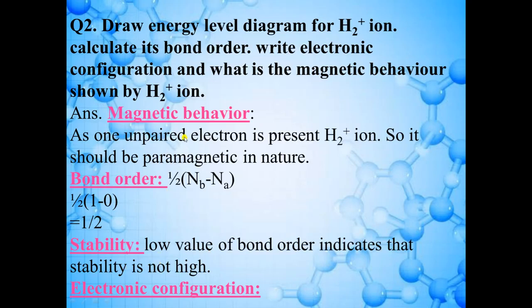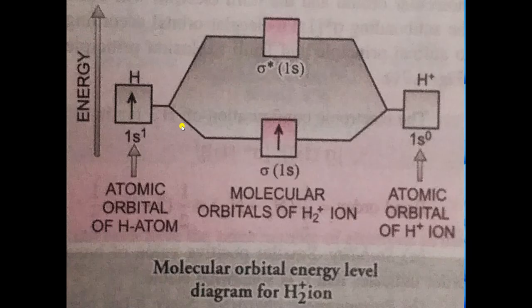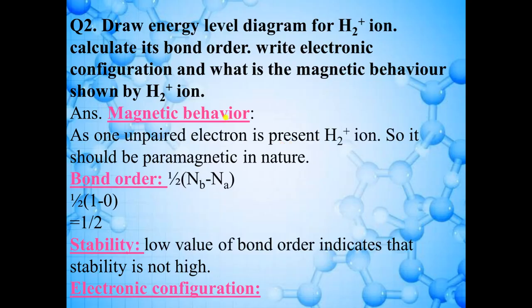Now magnetic behavior. You have to predict what magnetic behavior is shown by H2 positive ion. So how many unpaired electrons are present in the molecular orbitals? Answer this question: how many electrons are present which are not paired? The answer is 1. So one unpaired electron is present, which means it is paramagnetic in nature.